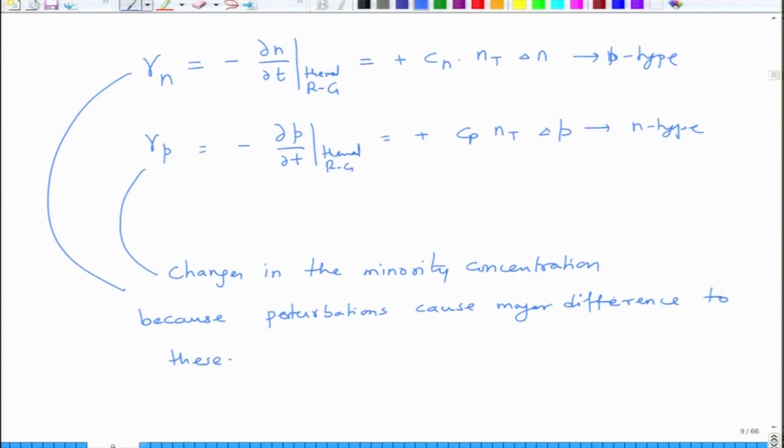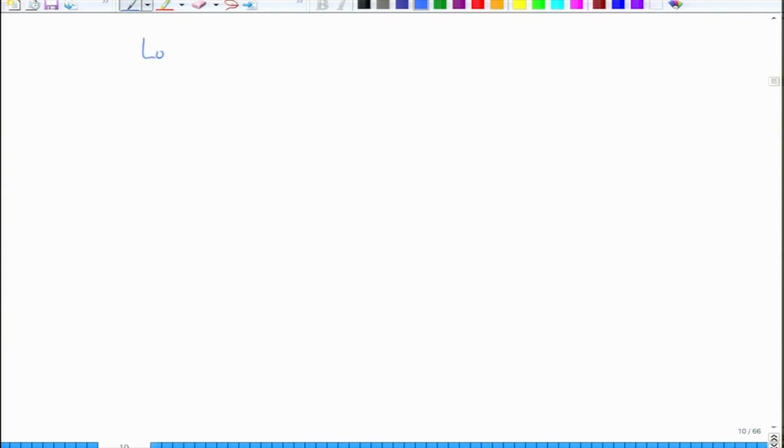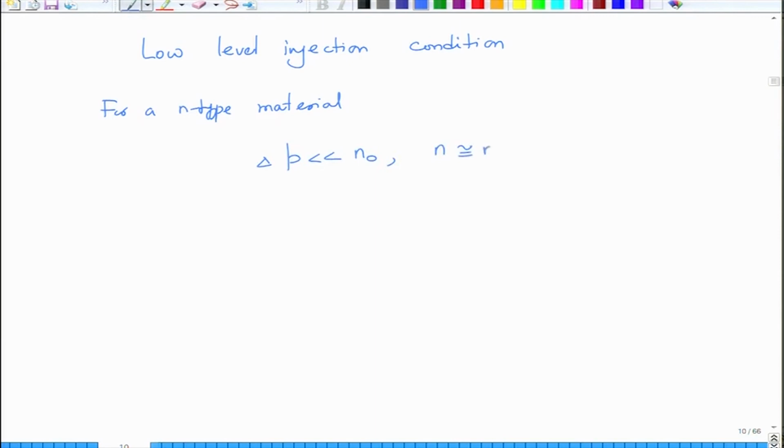So, if you want to calculate Rn for an N type, it would be insignificant. Similarly, Rp for a P type, it would be insignificant. What is significant is the change in the minority carrier concentration when this happens. So, the condition which is followed in this is called the low level injection condition. Low level injection means for an N type material, your delta P is much smaller than N naught, and N is equal to N naught.